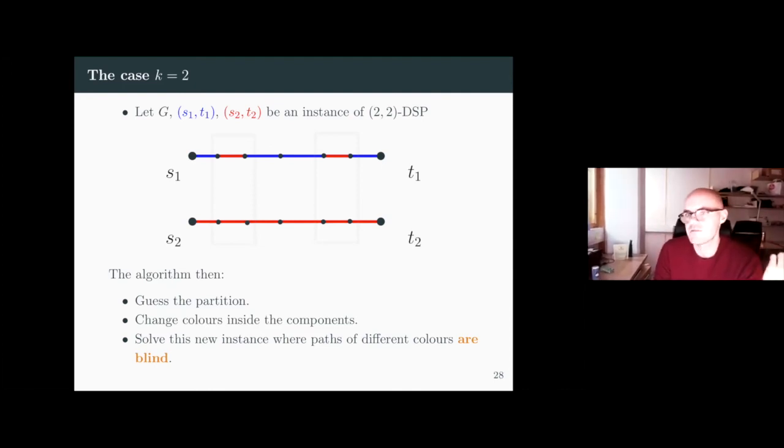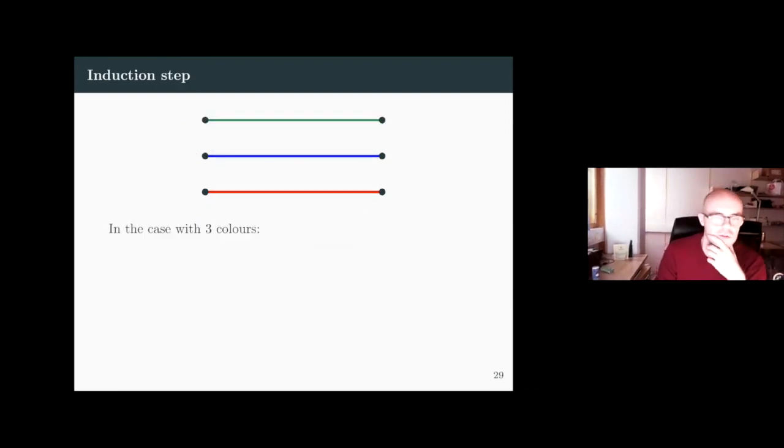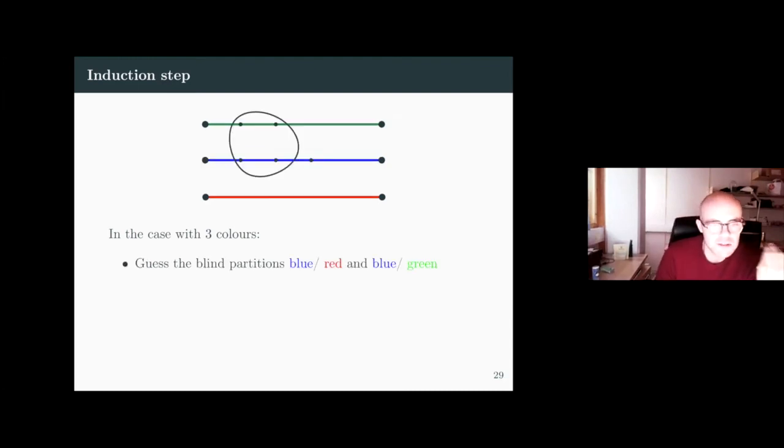And actually we have almost everything. I mean, this trick of changing colors is enough for us to do everything. So what happens? Suppose you have 3 colors now: green, blue, and red. So you know that there is a partition between green and blue, and there are 2 components, but let's say 1.